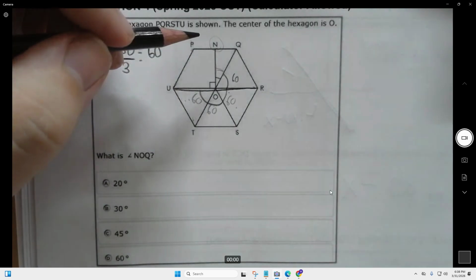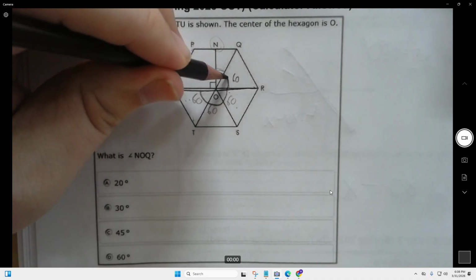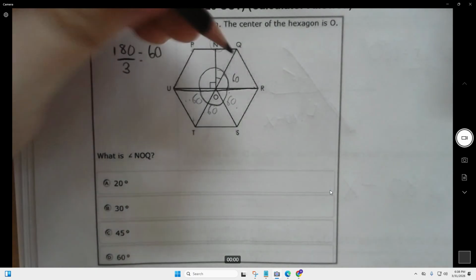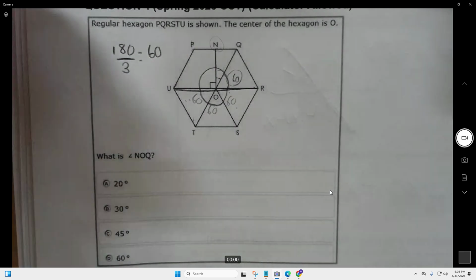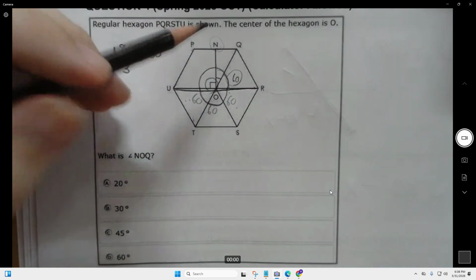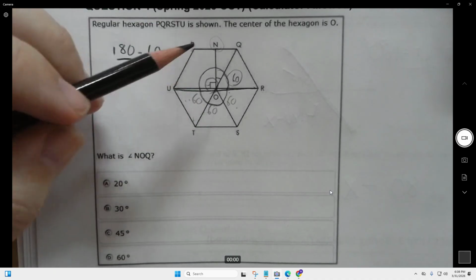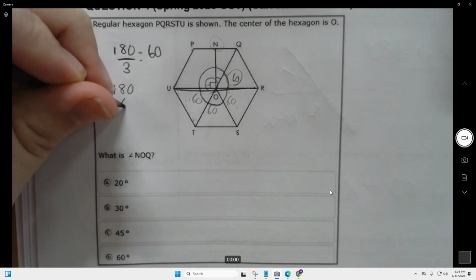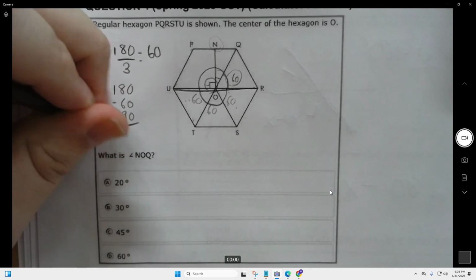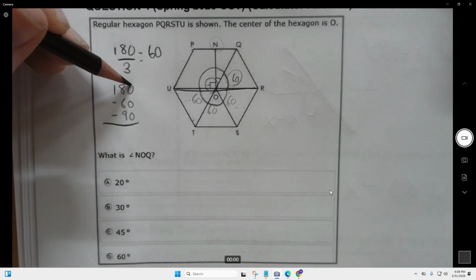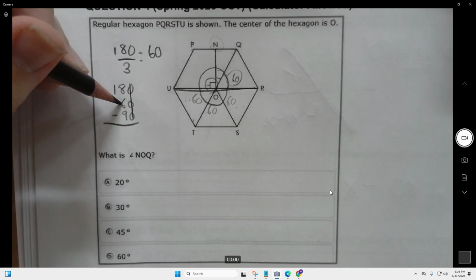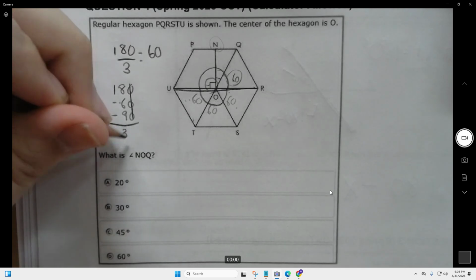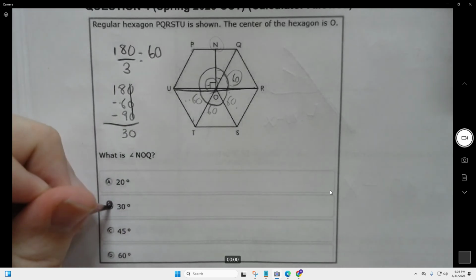N is not at one of the corners. So what you have to put in your mind is that if this whole thing is 180 degrees, you have 60 accounted for here, and you have 90 accounted for here. That box means it's a right angle, which means it's 90 degrees. So you have 180 minus 60 minus 90. So 18 minus 6 is 12. 12 minus 9 is 3. That leaves 30 remaining.